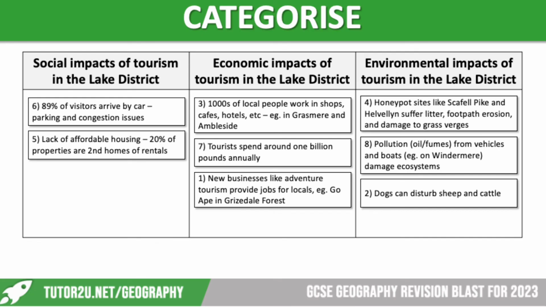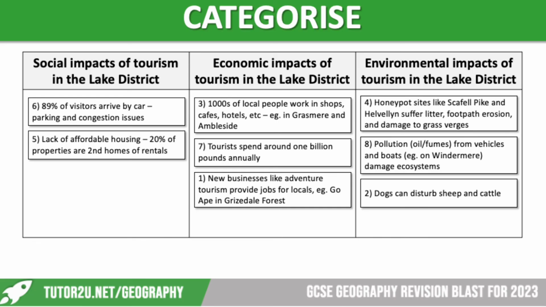And new business like adventure tourism also provides jobs for locals. So you have got Go Ape, for example, in Grizedale Forest. There's all sorts of adventure tourism happening right across the Lake District. The Slate Mine at Honister, for example, has got some pretty scary new attractions that are worth having a look at. And in terms of environmental impacts, you've got honeypot sites like Scafell Pike and Helvellyn, which suffer litter, footpath erosion and damage to grass verges.